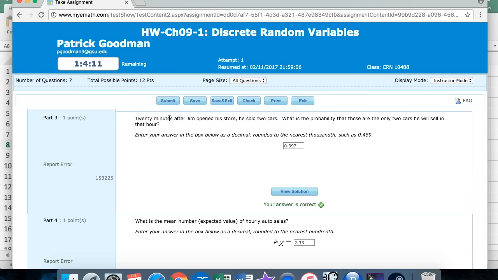What is the probability that these are the only 2 cars he will sell in that hour? In other words, this is saying, okay, he already sold the 2 cars. What's the probability he will sell 0 cars now? So that means only those 2 cars for the entire hour he sold.